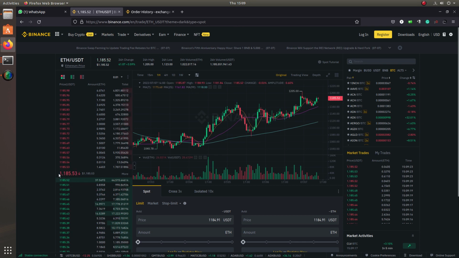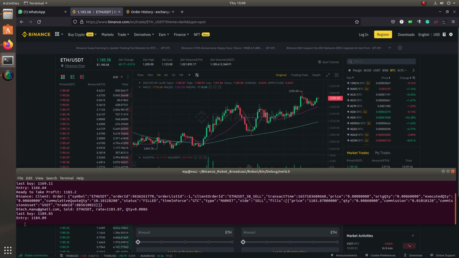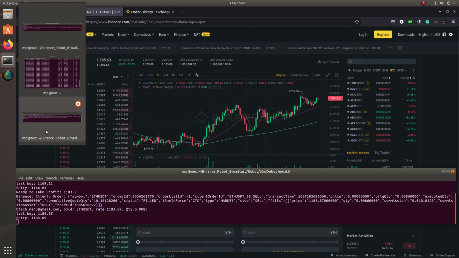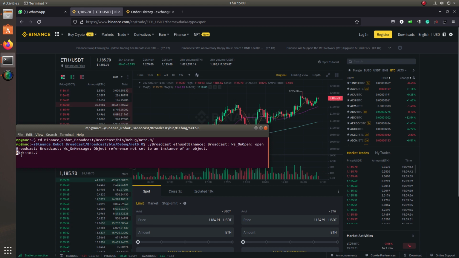This is the current price of the Ethereum, and this is the current price. Let us see what my robot is getting. My robot can see the price. Here is the price. This is exactly the same as the price of the Binance. Okay.